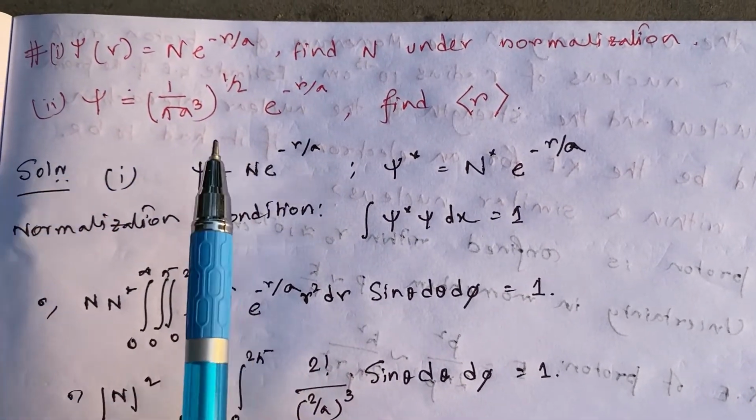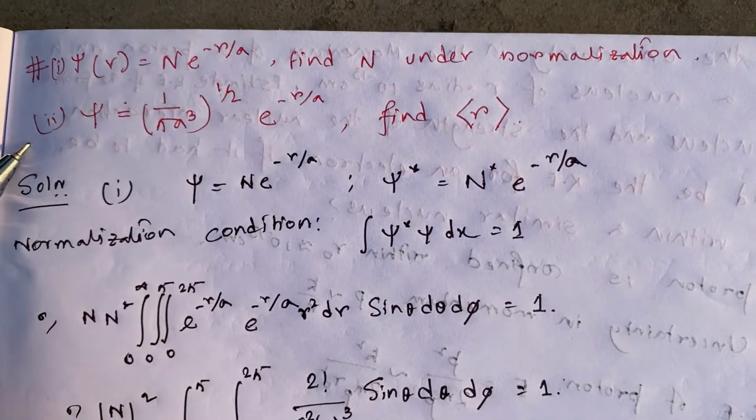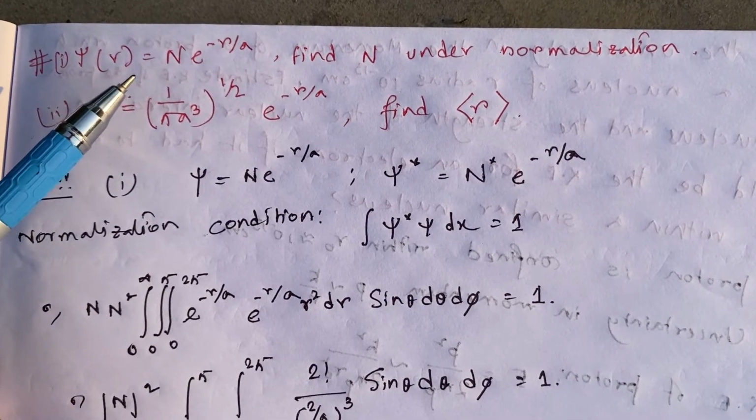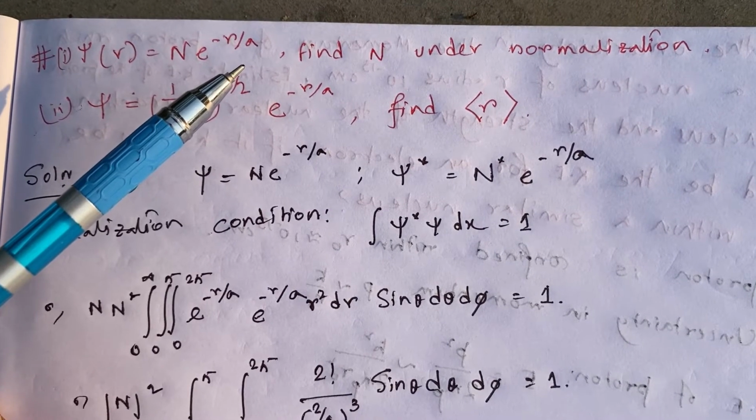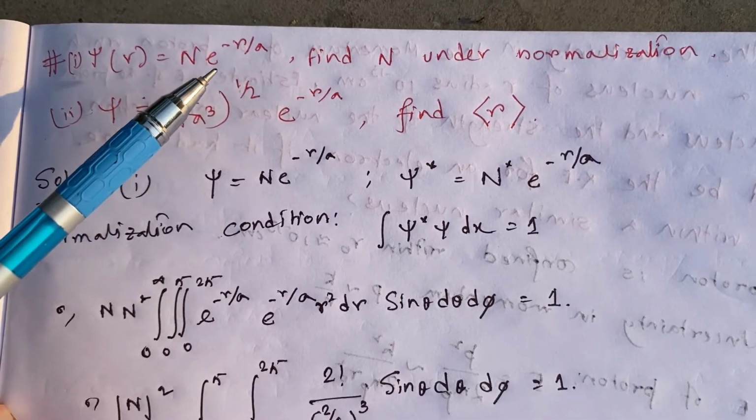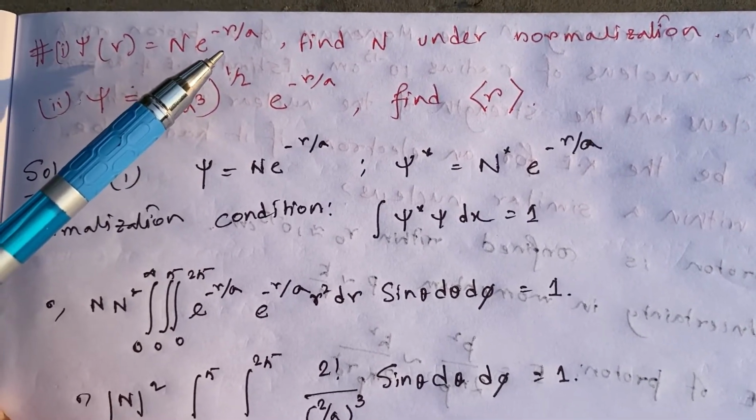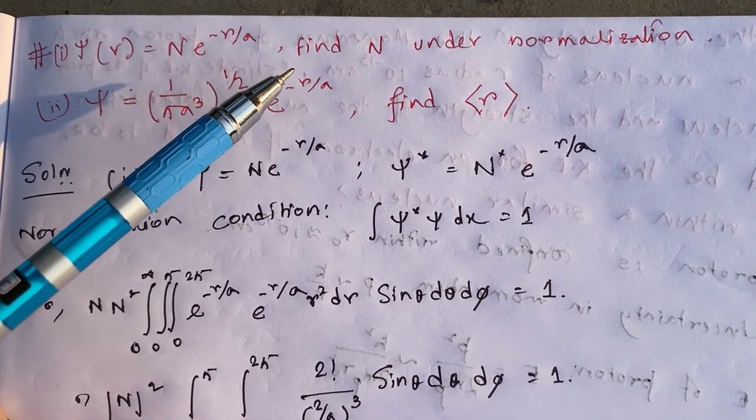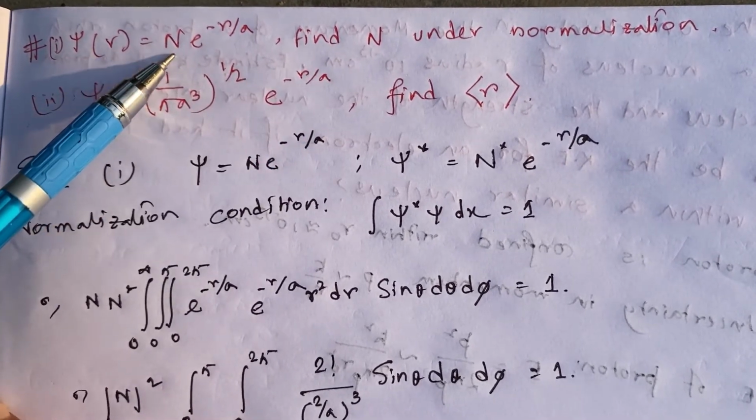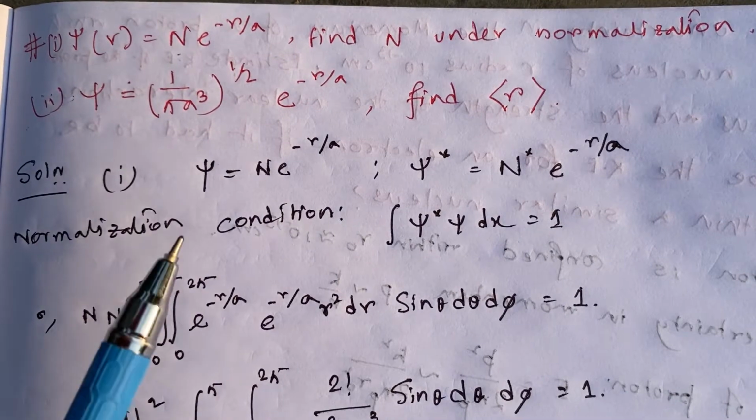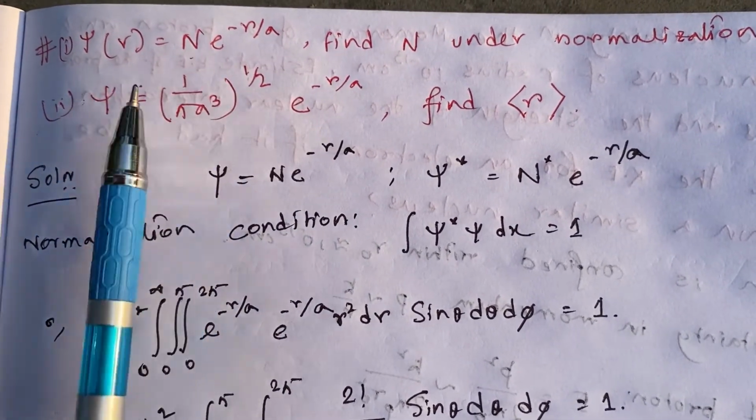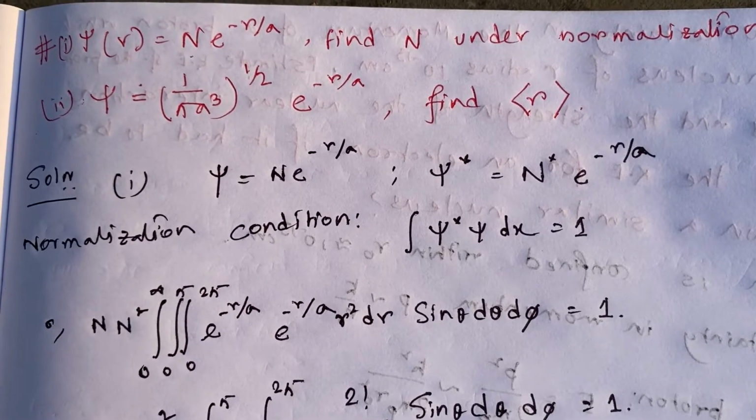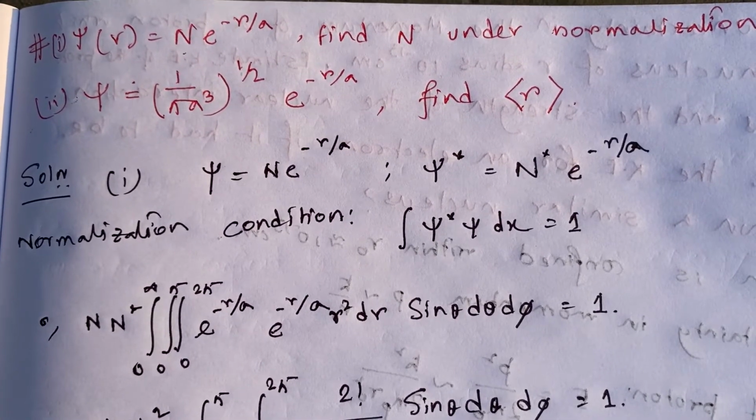Now we need to solve this problem. We have this wave function psi(r) equal to N e to the power minus r by a, and this r is a variable one, and we need to find the normalization constant N. And we know that this is a required condition for psi to be a valid wave function.